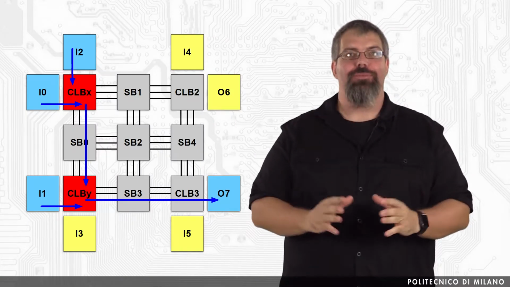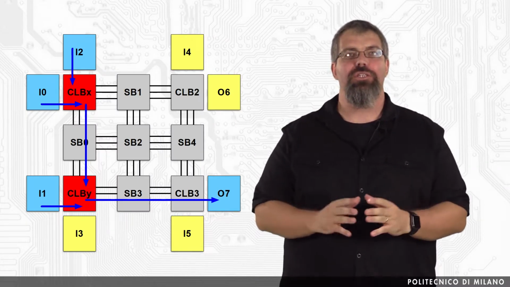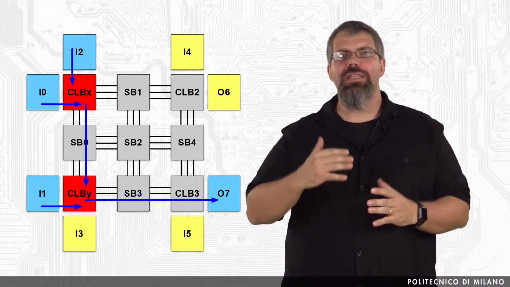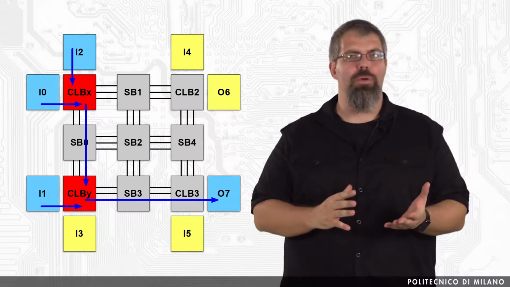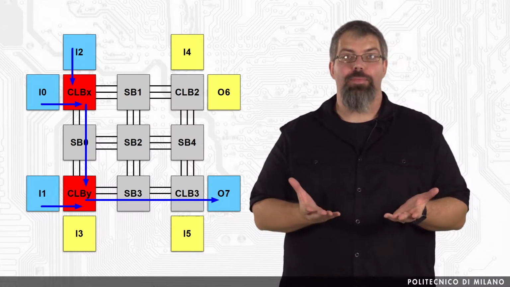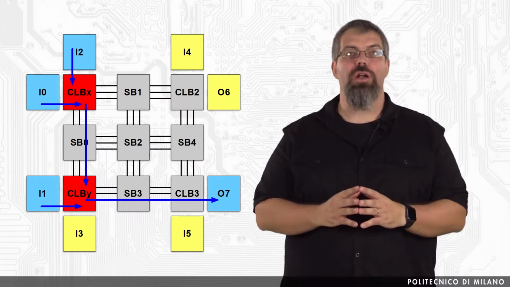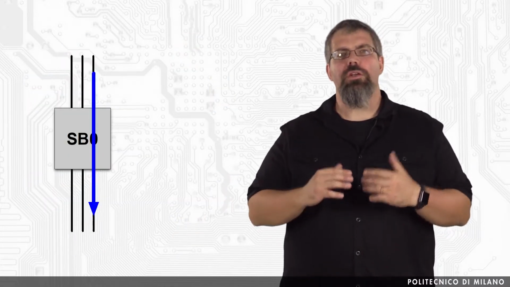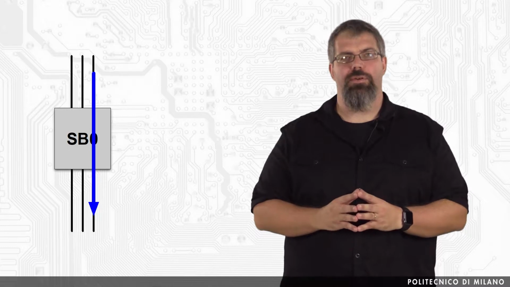This is awesome! We have the configuration information of the two CLBs, but this is not yet the end. We need something more. As an example, we need to properly connect them. In other words, we need to configure our switch boxes. Let's move to the configuration of the switch box 0.